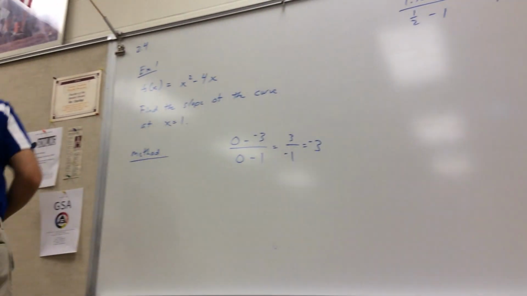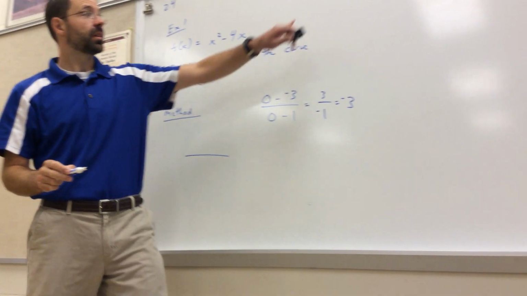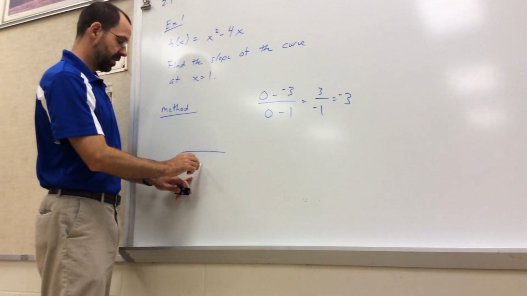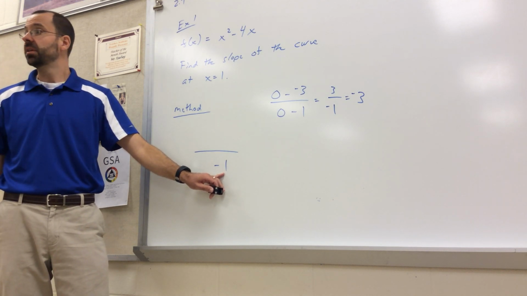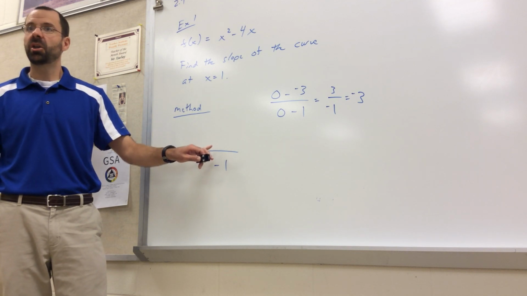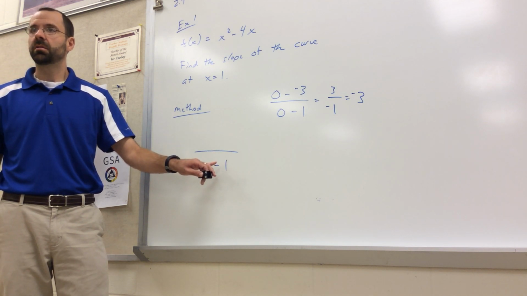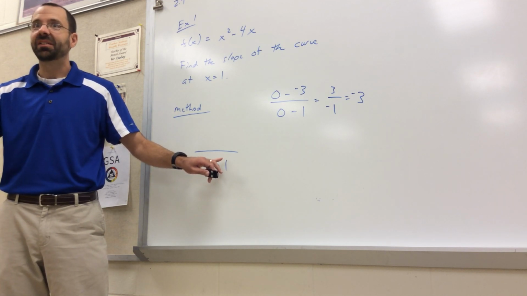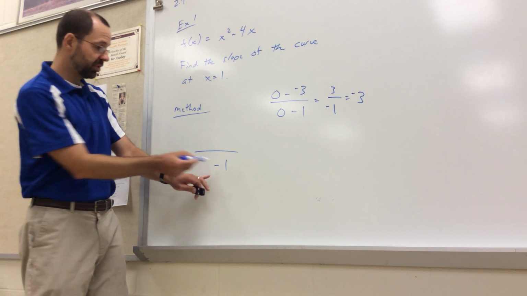Okay, so for my method 1, notice what happened in all of these slope calculations. The negative 3 didn't change, and the 1 didn't change. I was always minusing 1 on the bottom, and I was always minusing negative 3 on top. Why was I always using 1 and negative 3? Because that was the point that I cared about. That was the accurate point, the point on the curve where I was trying to find the slope, the point 1, negative 3. So I always used 1 and negative 3.